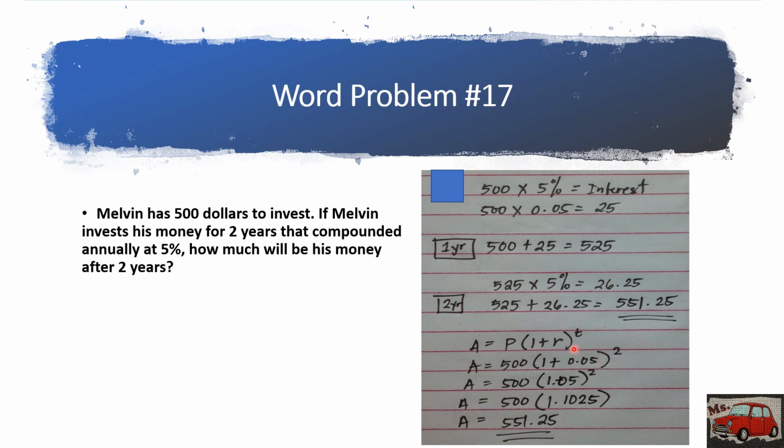So, sagutin muna natin yung nasa parenthesis. So, 1 plus 0.05, that is 1.05 raised to 2. So, i-multiply natin to sa sarili niya. So, that is 1.1025. After that, multiply natin sa 500. So, the final answer is 551.25. Parehas lang yung nakuha natin kanina. Alright? So, ito yung amount ng money na makukuha ni Melvin after 2 years.